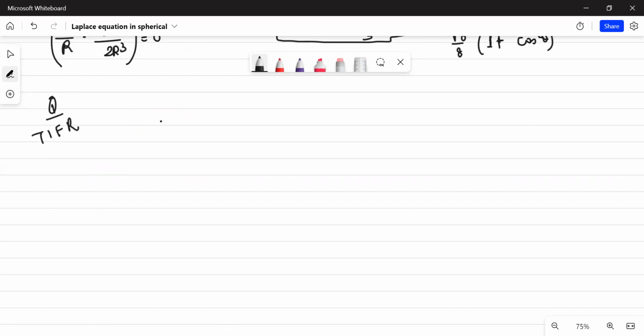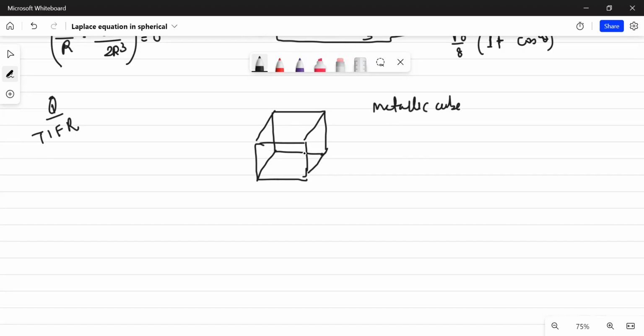So again, this was asked in TIFR. It was asked that there were given 5 sides of the cube. This is something I've already discussed, but since that was not recorded, again: 5 sides of a metallic cube were given to you, and all 5 sides were grounded.